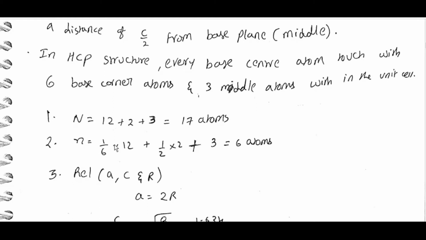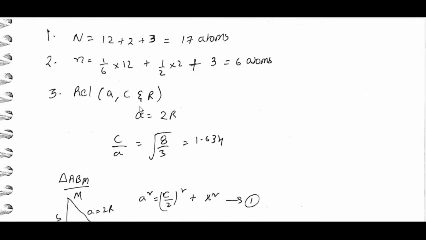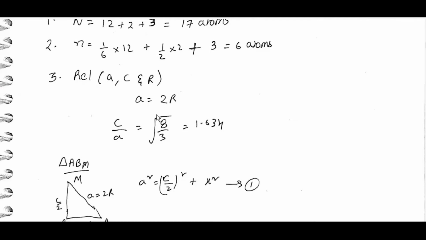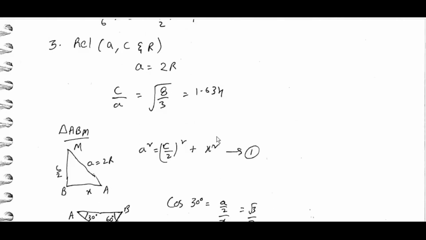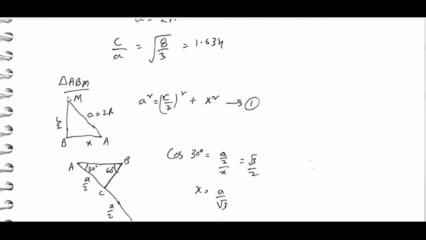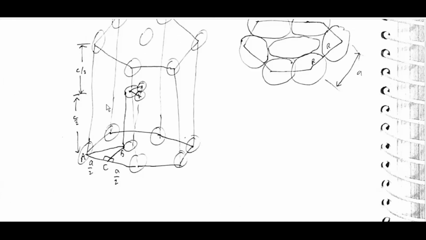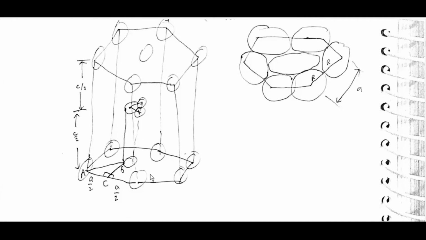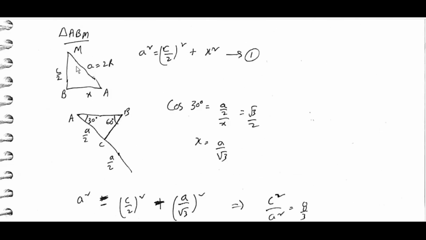Small n is equal to 1/6 into 12 plus 1/2 into 2 plus 3, which is equal to 6 atoms. Relation between a, c and r: a is equal to 2r. c by a is equal to root of 8/3, which is equal to 1.634. We can find this by a is equal to 2r.